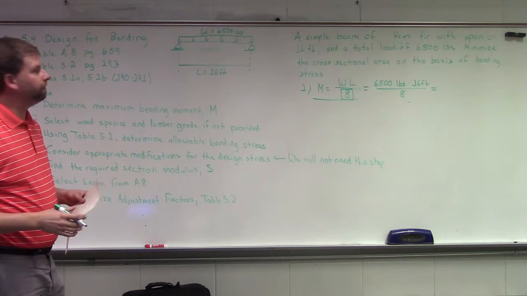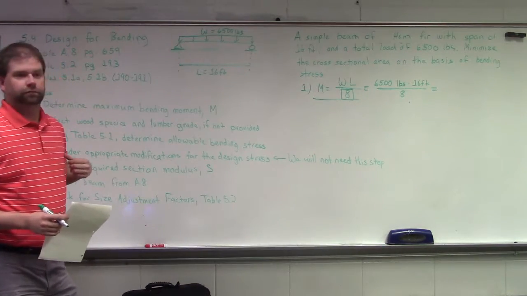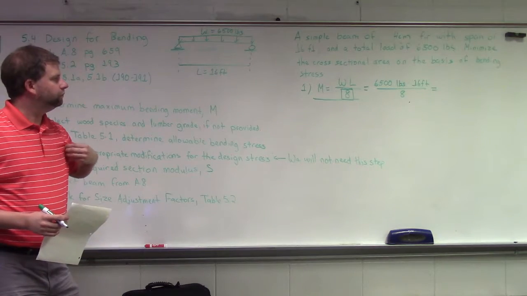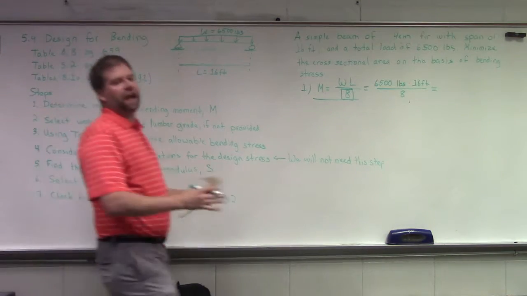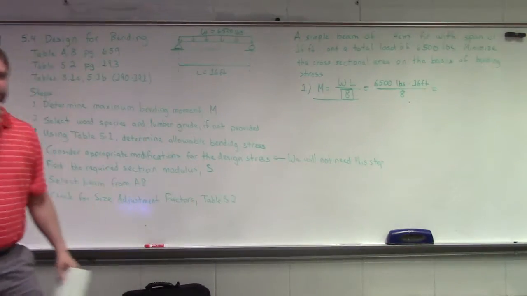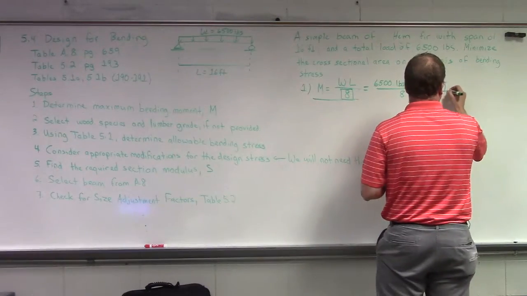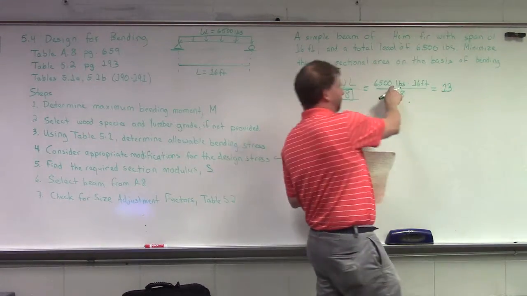W is your load of 6,500. W is your load. Oh, okay, 6,500 pounds. I had it wrong, because you had WL over 8 equals 6,500. You were just starting. Yeah, sorry, I just stopped writing when you asked the question. 13,000 is not what I have. 13,000 pound feet, yep. Pound feet, that's what it is? Okay.